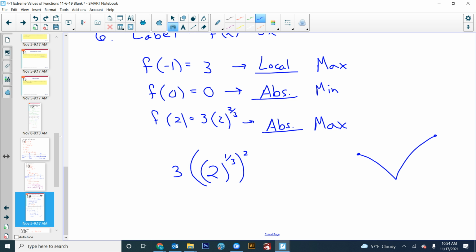You see it? No smooth changes in direction, just a sharp change in the direction. That one got a min. The other two are endpoints. Make sense?